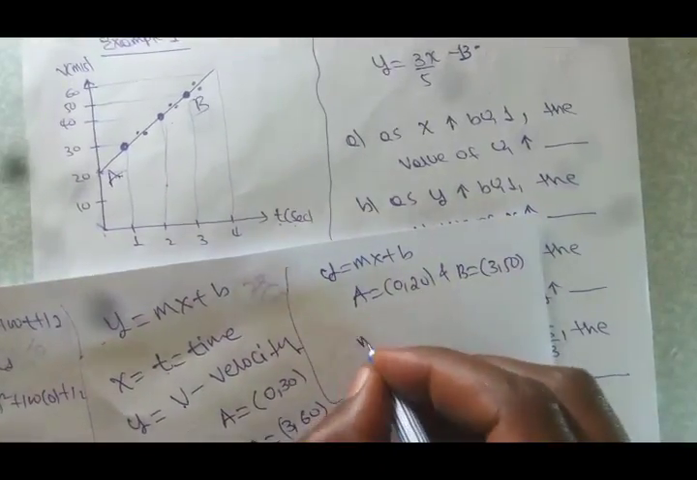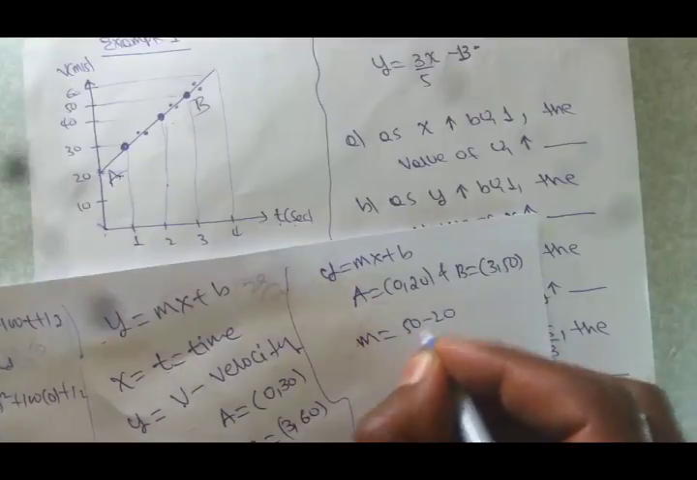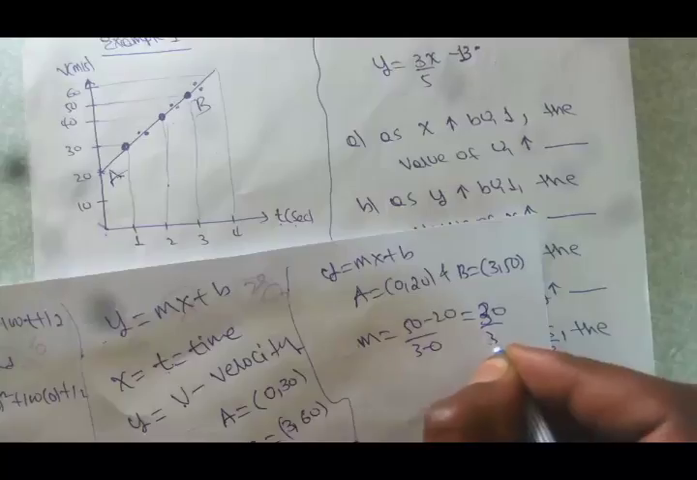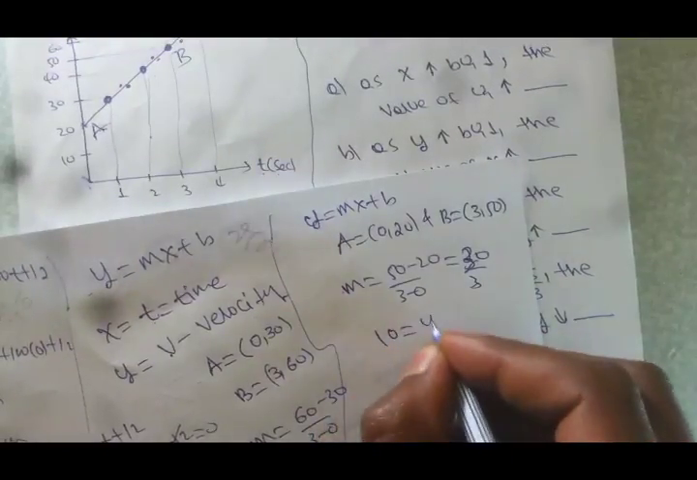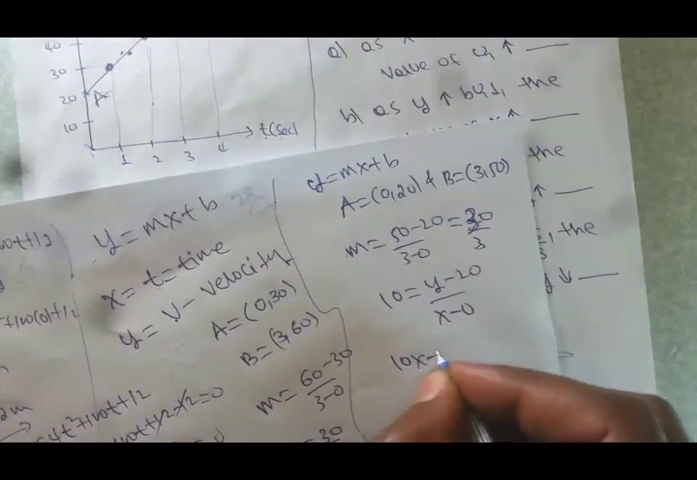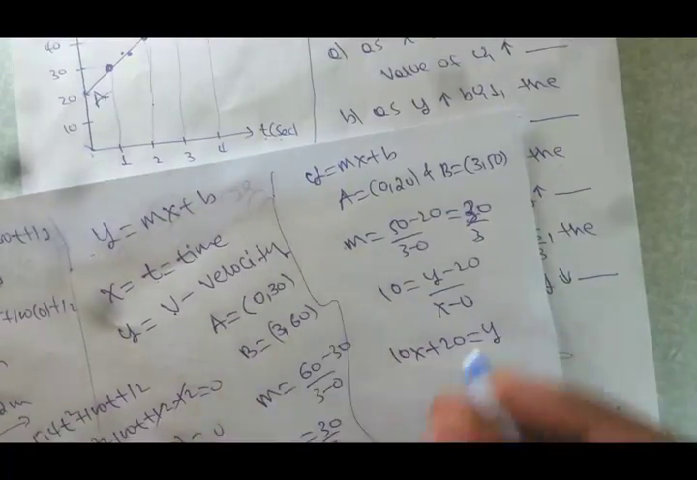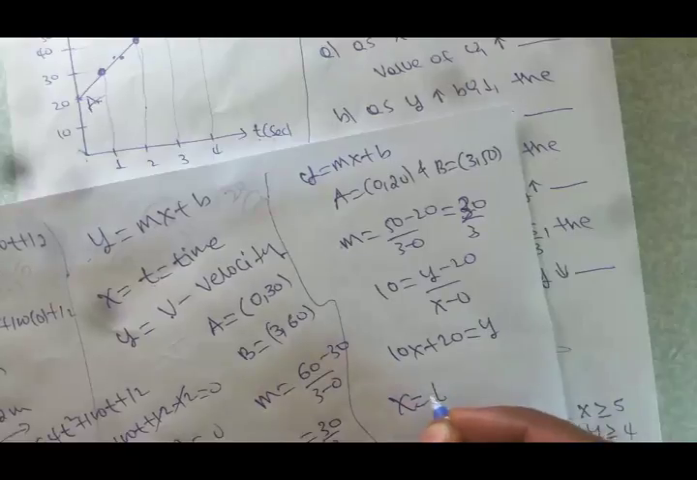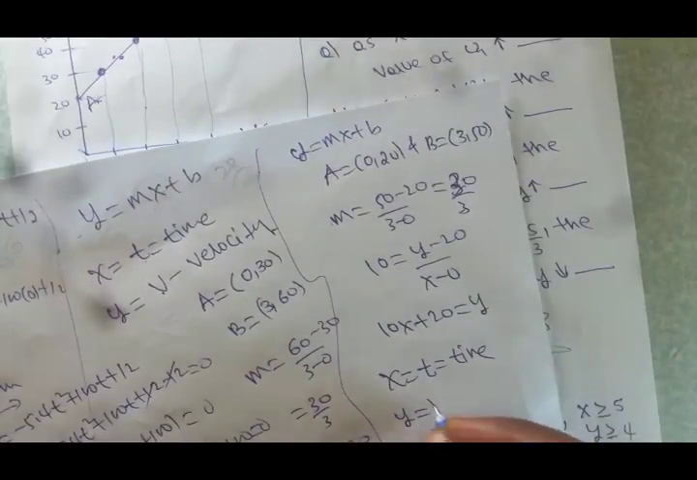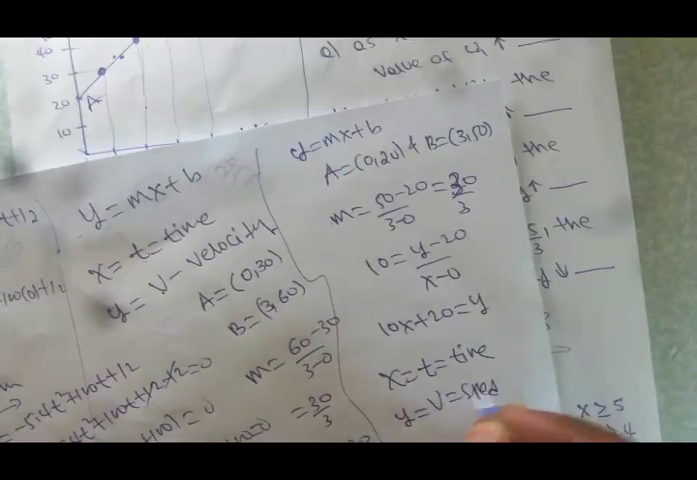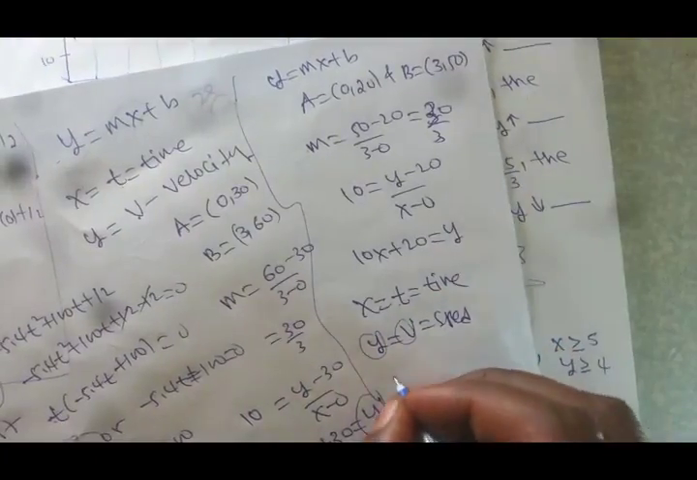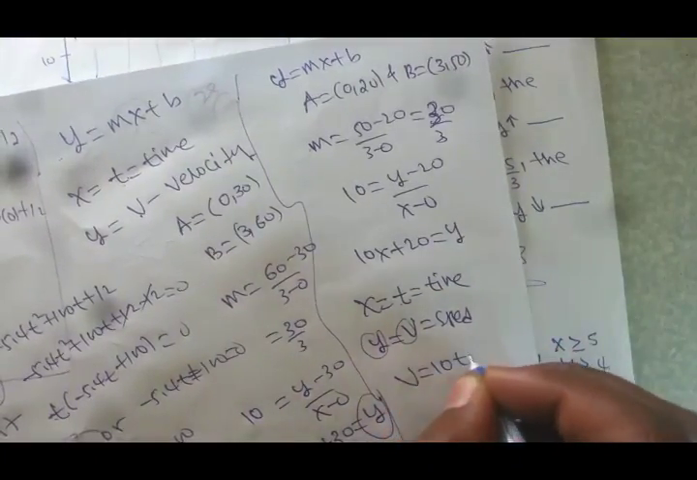Therefore m is equal to (15 minus 20) over (3 minus 0), which is minus 5 over 3. Then m is equal to (y minus 20) over (x minus 0). So y is equal to mx plus 20. What does x represent? x represents t, or the time. And what does y represent? Speed. So in terms of y, we will insert v, and in terms of x, we will replace t. Therefore v is equal to 10t plus 20.